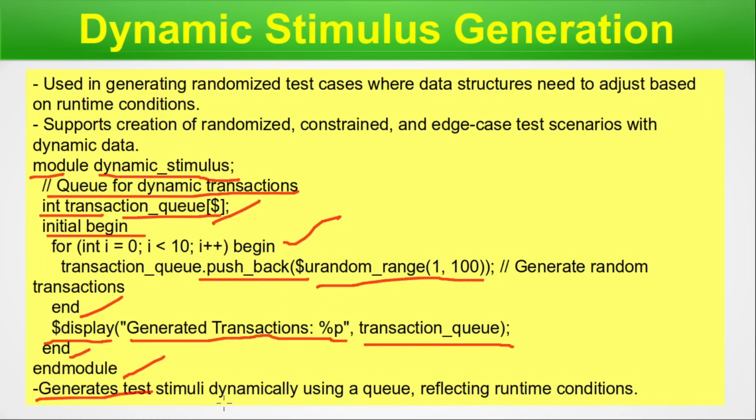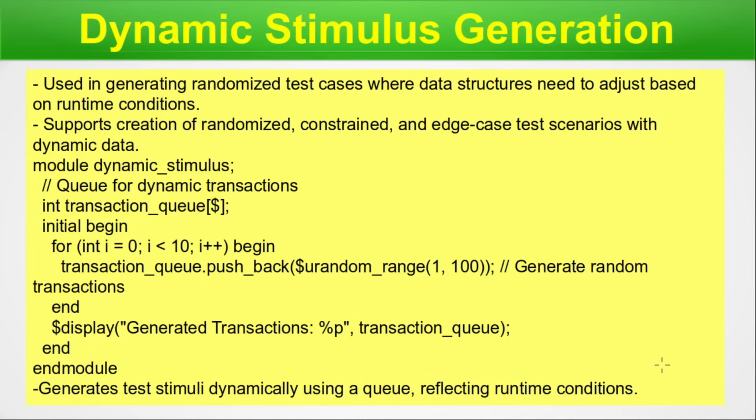Generates test stimuli dynamically using a queue reflecting runtime conditions. So this way we generate randomized and constrained edge cases. With this flexibility, verification environments can create diverse test cases, ensuring thorough coverage of possible behaviors. So we are done with this particular slide.